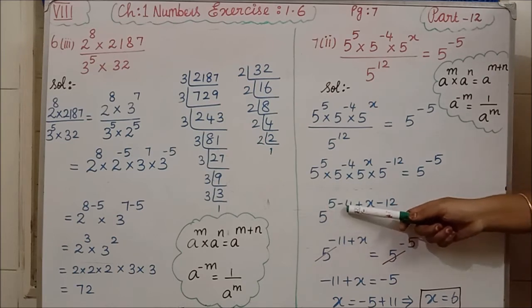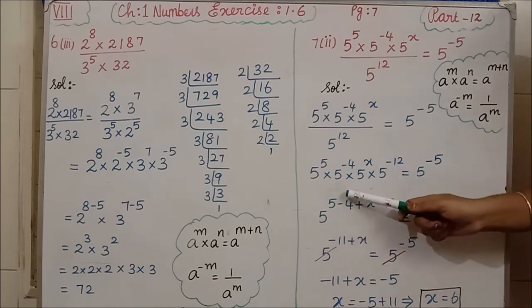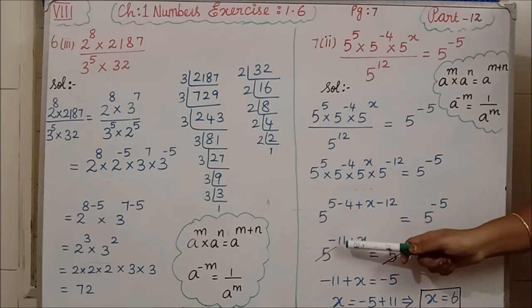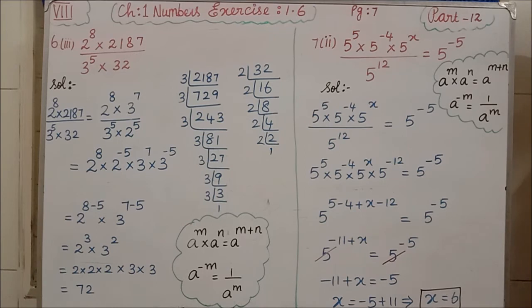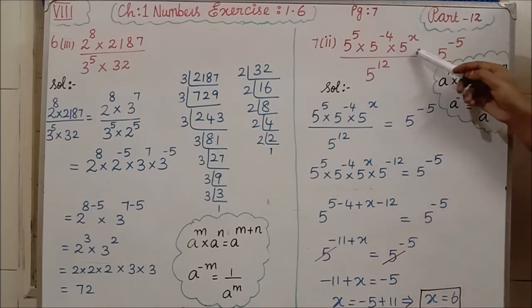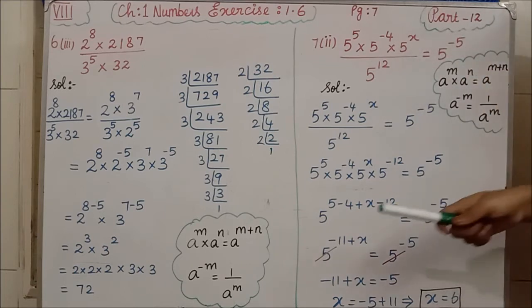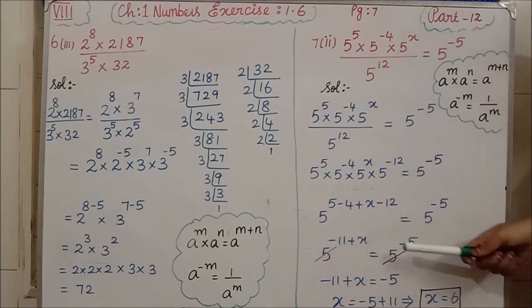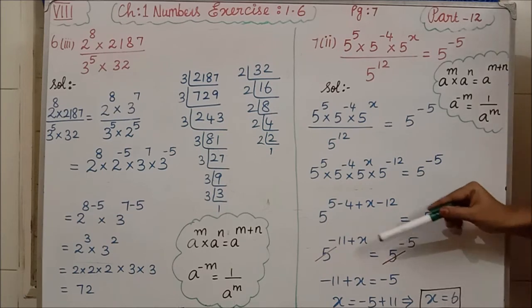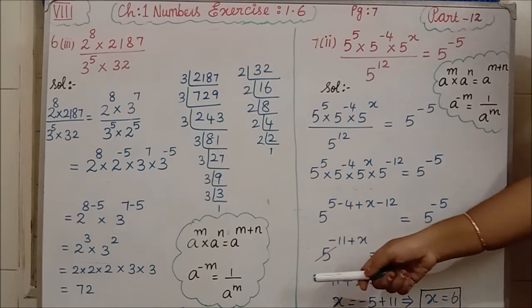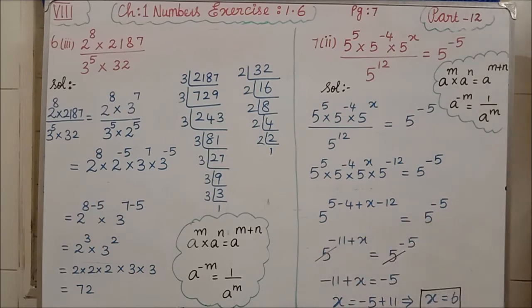Clear? 5 minus 4 is what? 1. 1 minus 12 is what? Minus 11 plus x is equal to 5 power minus 5. Clear? In the question, what are they asking to find? We have to find the value of x. So now see here also the base is 5. After the equal to sign here also the base is 5. So if we have the same base on both sides of the equal to sign, we can just cancel the base. So here I am cancelling the 5 and here also I am cancelling the 5.